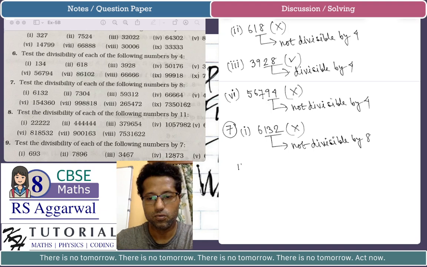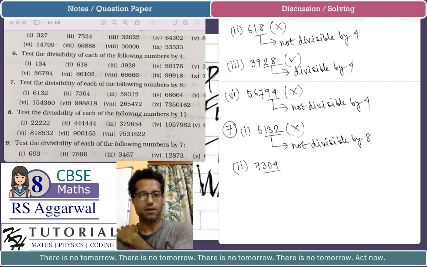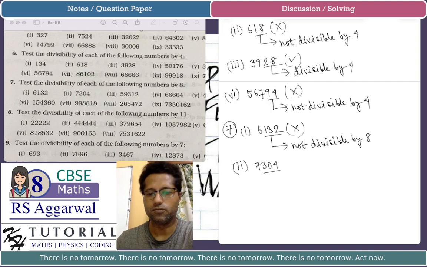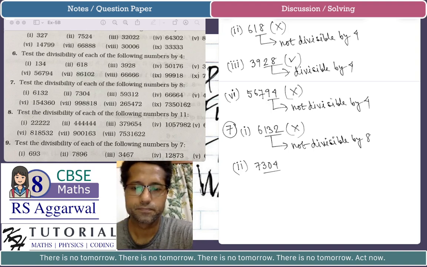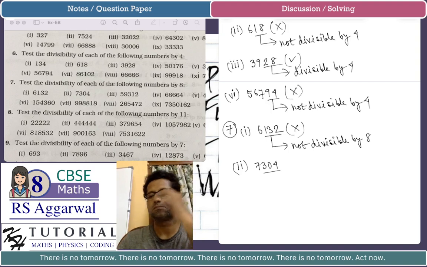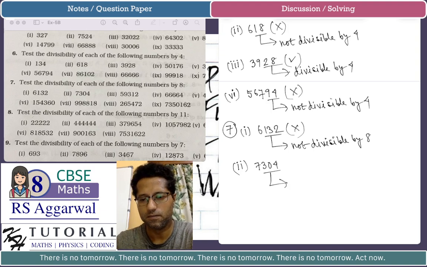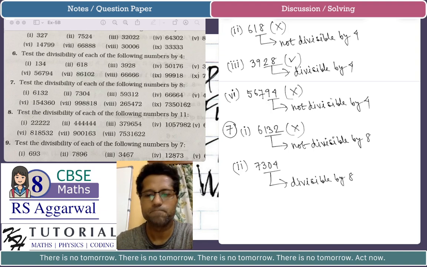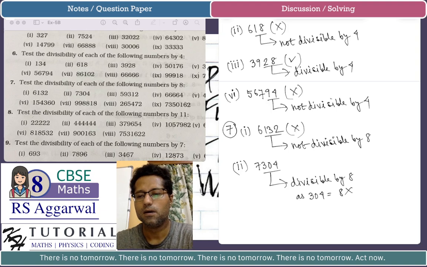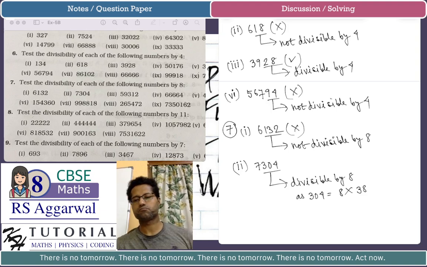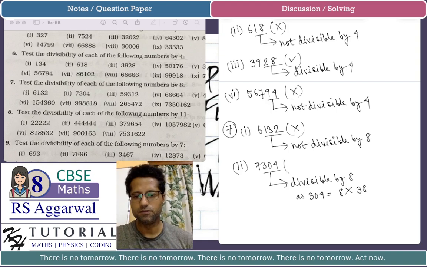Let's see 2. The number is 7304. The number formed by the last three digits is 304, and we have to see whether this is divisible by 8 or not. 304 is divisible by 8, as 304 is equal to 8 multiplied by 38. So this number is divisible by 8.